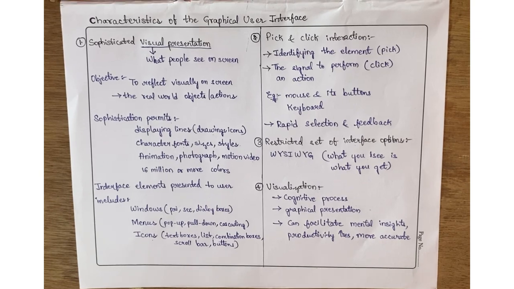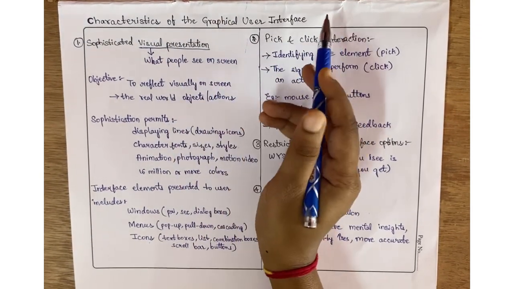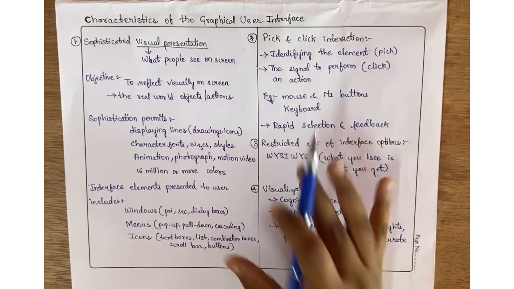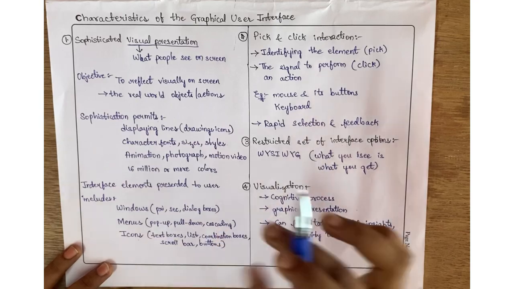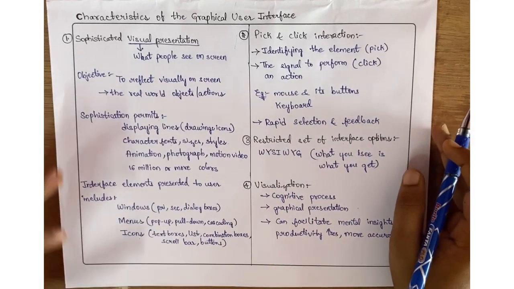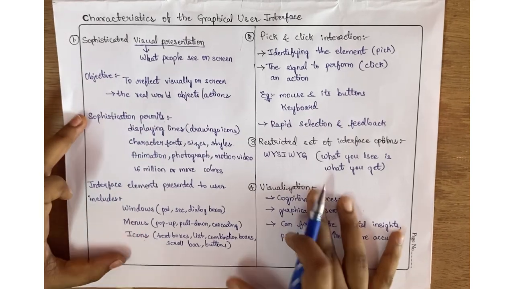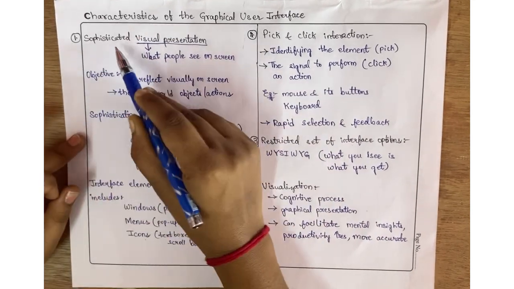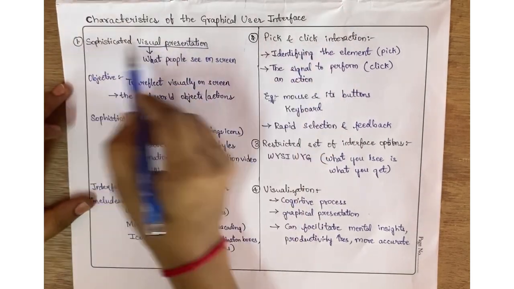So in the first unit part, I did not cover the characteristics of a graphical user interface, that means the graphical system characteristics. What I have covered in lecture 3 is the GUI characteristics, that means the WIMP interface. But these 7 important characteristics must also be included along with that. So the first one is sophisticated visual presentation. So let's divide this title into parts.